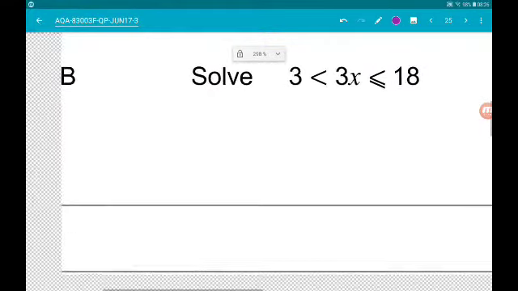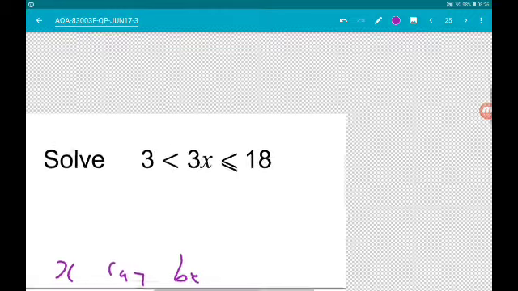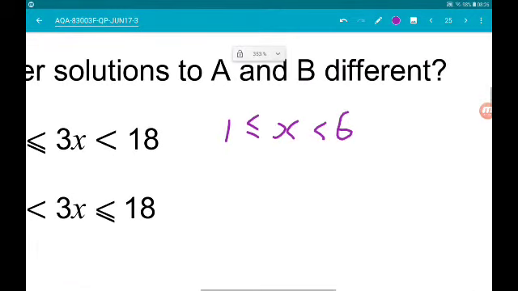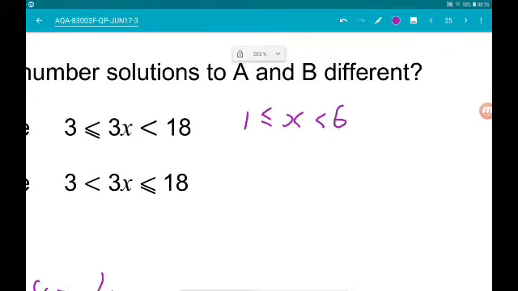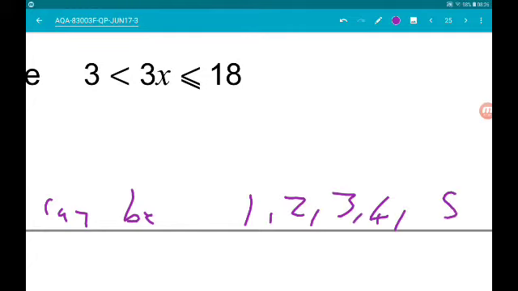So from A, x can be, it's allowed to equal 1, but not allowed to equal 6. So x can be 1, 2, 3, 4, and 5.